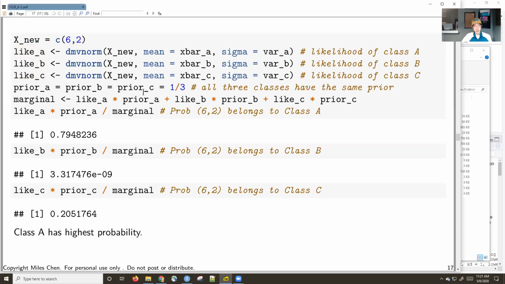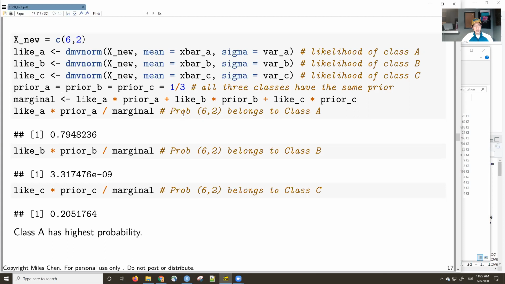We calculate the priors, which is just 1/3 for everybody. And then I calculate the marginal, which is going to be the sum of the likelihood times the prior. I think here it becomes clear that when the priors are all equal, I could easily factor out the 1/3 and they would all cancel each other out, but it's not necessary. So we can leave that in there.